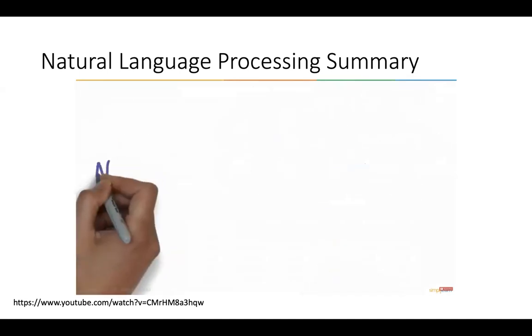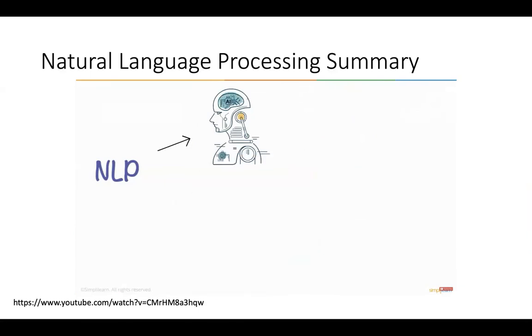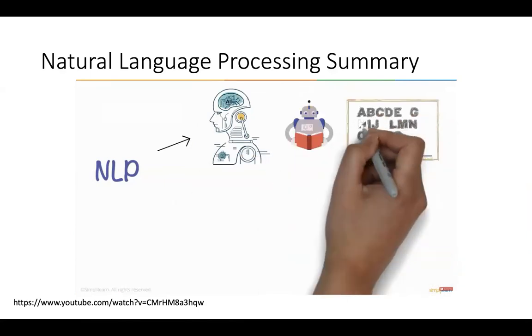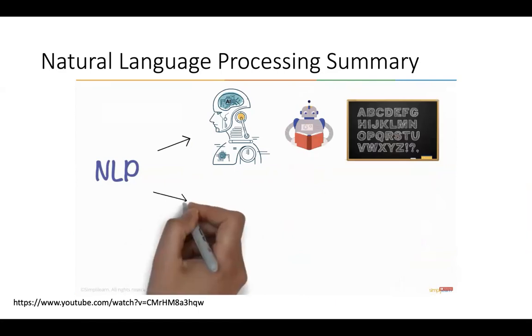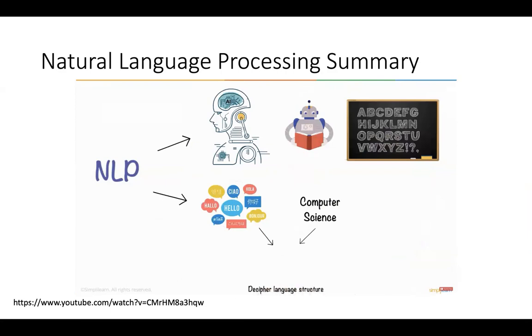NLP. Natural language processing, or NLP, refers to the branch of artificial intelligence that gives machines the ability to read, understand, and derive meaning from human languages. NLP combines the fields of linguistics and computer science to decipher language structure and guidelines and to make models which can comprehend, break down, and separate significant details from text and speech.